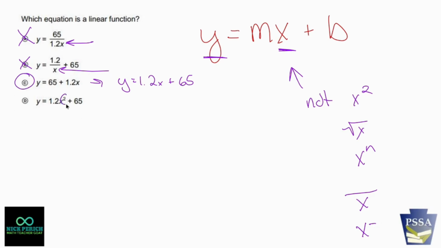D is not because x squared is no good. So linear, y equals mx plus b. C is the one that matches up close enough with that.